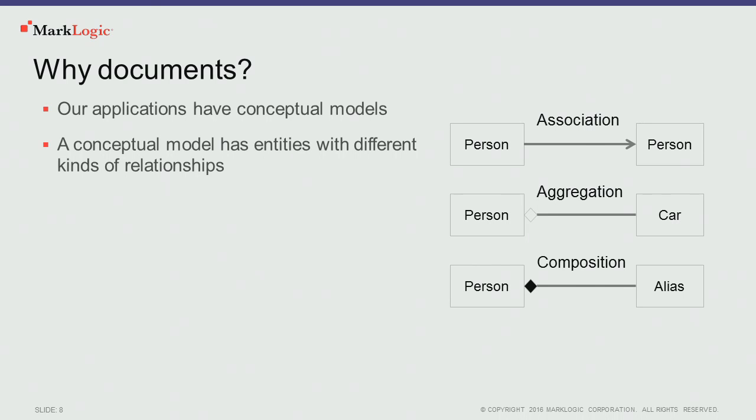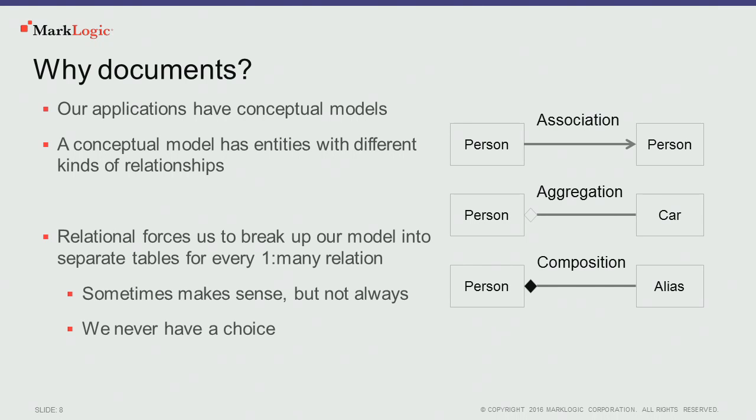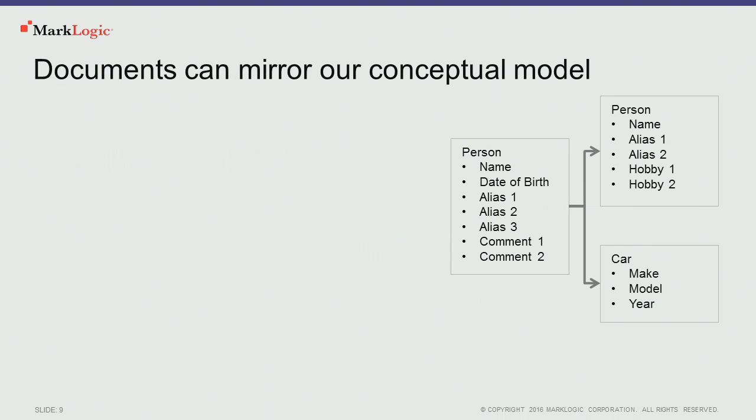If I'm deleted as a person record, all those aliases should be deleted as well. But when we try to model these different and rich relationships in a relational database, we only have one choice, which is we have to put the data into a separate table and do a join. That might be the right approach for some relationships, but it's not for all of them. And we'll see that in the demonstration.